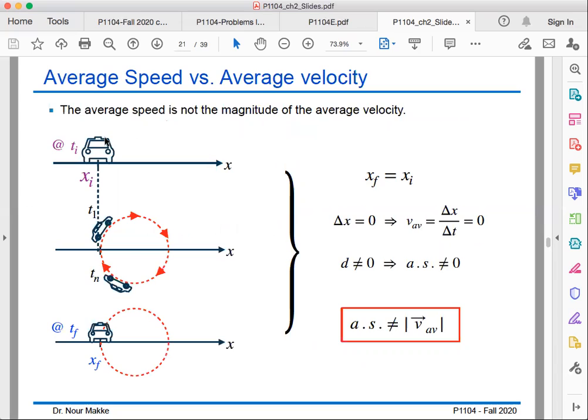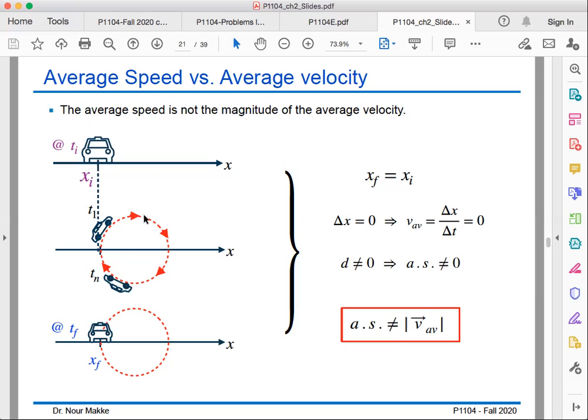Consider this case where you have a car at a given point. At t initial, it is at x initial, if we locate its position with respect to a given origin point along a given x-axis. Let's suppose that this car will make a turnaround. It's just going to go through a circular path, as you can see here on this red dashed curve. At time t1, it will be at this position.